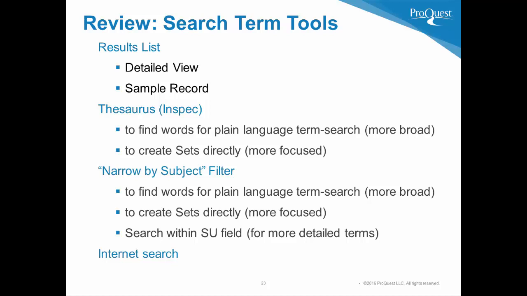As to the narrow by subject filter, we looked at several ways that this can be used. These included creating new sets directly from those narrow by filters. You can also use those subject filters to discover additional terms to use in your plain language term searching, and we also found that you can search within the subject field, as we did with cruise control, in order to learn more about the terms to use. Last but not least, we saw how you can extend and expand on your results of these techniques by going onto the internet, doing a regular internet search on some of these words, see how they're used, and whether the internet can easily suggest additional terms that you can use going back into ProQuest Dialog.